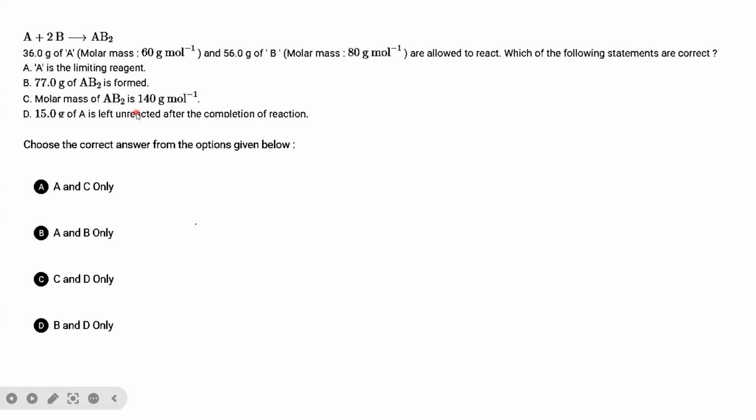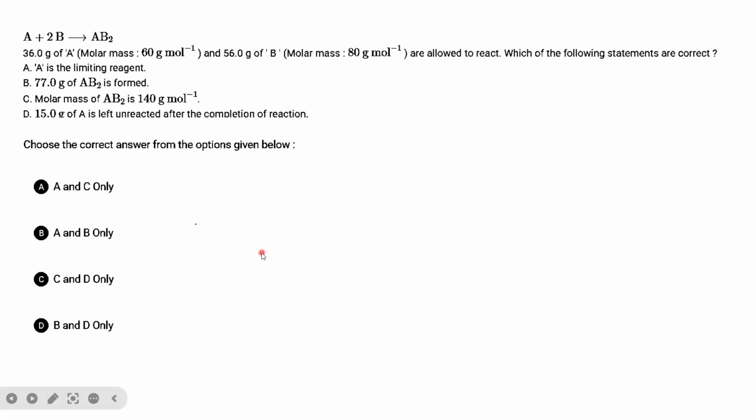So four statements are given. Statement A: A is a limiting reagent. B: 77 gram of AB2 is formed. C: molar mass of AB2 is 140 gram per mole. D: 15 gram of A is left unreacted after the completion of reaction. So the four options are given. We are asked to choose the correct one.